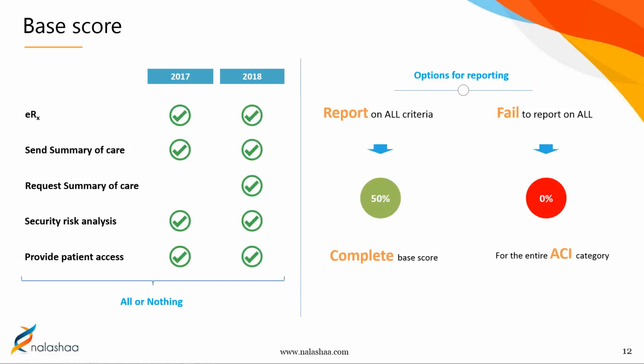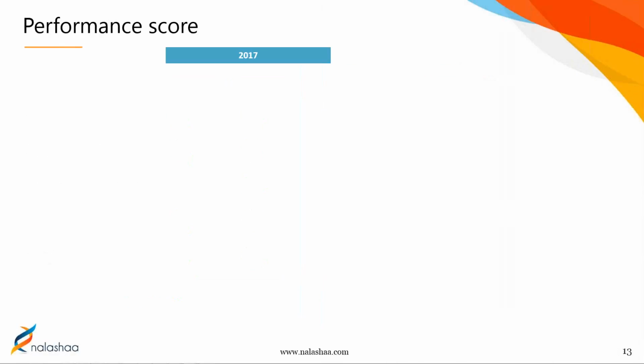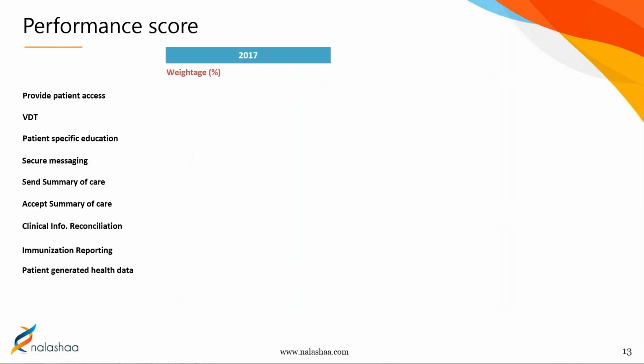Let's go and see what is under the performance score. So here's the list of the measures in 2017. Let us see what the weightage is for these measures. So there you go. We do not have weightage for summary of care and patient-generated health data. That is because they are new in 2018. Out of the total 7, we have send summary of care and provide patient access, which have a weightage of 20%. So that is how they have covered a composite score of 90% for the performance score.